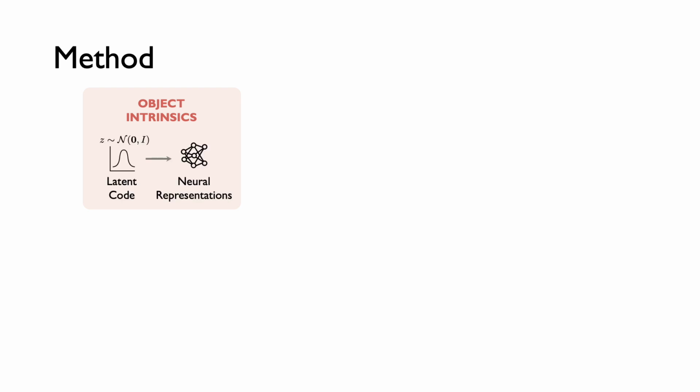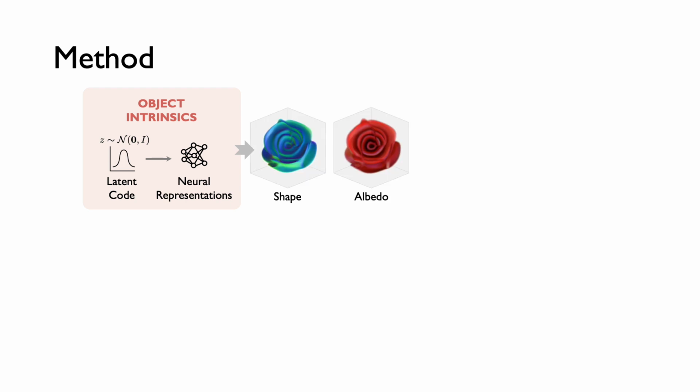Now we will give an overview of our approach. We represent object intrinsics as a neural field with an underlying latent space. To synthesize an image, we sample from the learned representation to obtain the shape and albedo for a specific instance whose identity is controlled by a latent code.